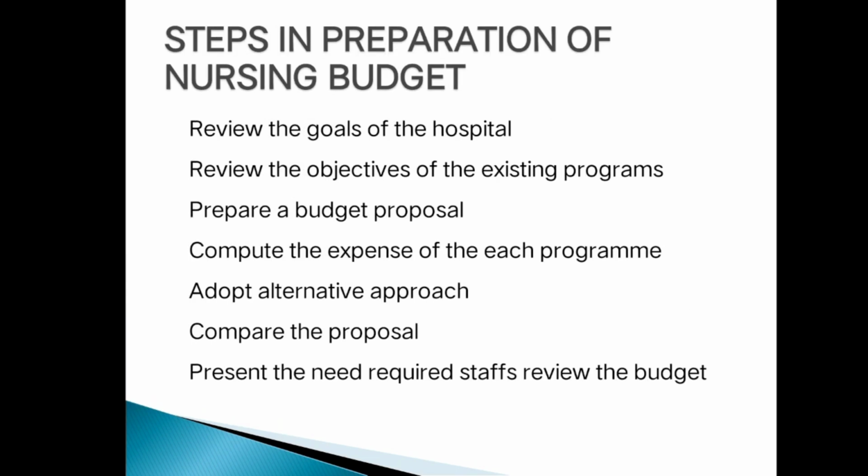So the steps in preparation of a nursing budget are: review the goals of the hospital, review the objectives of the existing program, prepare a budget proposal. Next is compute the expense of each program, adopt an alternative approach, compare the proposal, present the need required, staff review the budget.